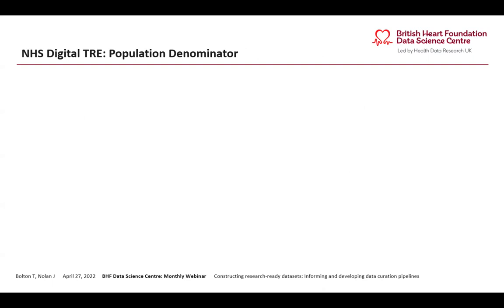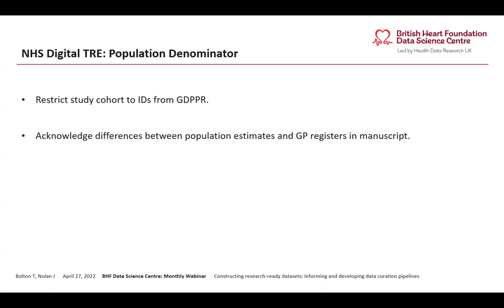In terms of our advice, we would recommend projects to anchor on GDPPR, i.e. include only those IDs that appear in the GDPPR dataset, and to acknowledge and explain the differences between population estimates and GDPPR in any manuscripts. Please also reach out to Tom and myself if you have any questions or would like to discuss this topic. I'll now hand over to Tom, who will talk through the pipeline for project CCU018 in the NHS Digital TRE.